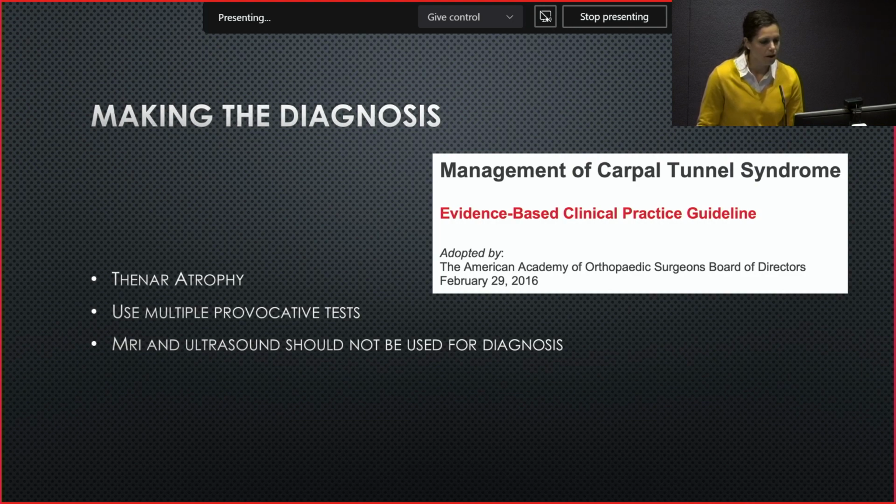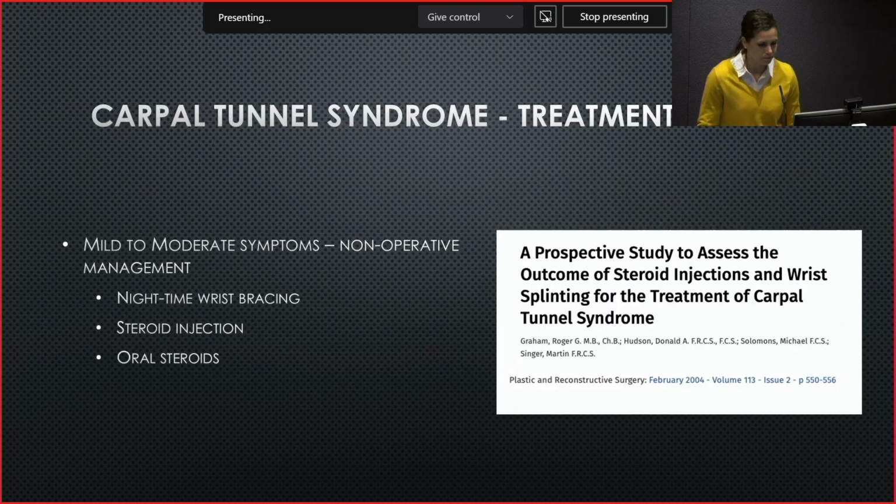And moderate evidence supports not using MRI or ultrasound for diagnosis. However, there has been more research recently validating the use of ultrasound criteria for diagnosis specifically. And so we may see changes in the future with the application of ultrasound. This is kind of institution dependent, so it depends where you practice and what your radiologists are used to, though.